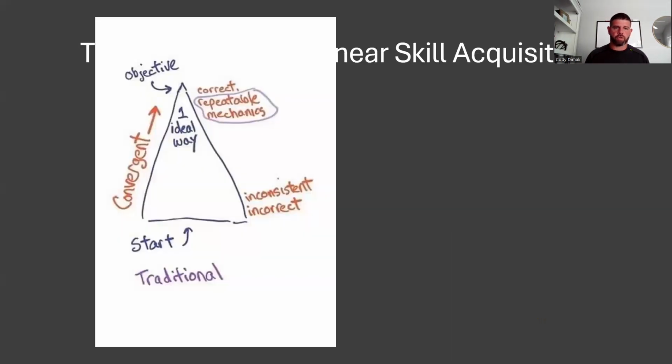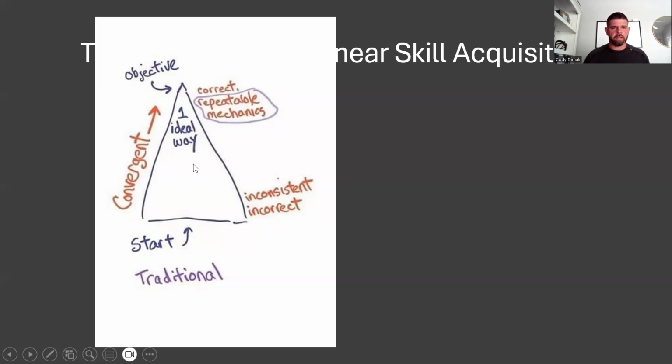Okay. So the traditional approach is more of a convergent approach, right? We start here and we have things that are considered inconsistent and incorrect. And then usually people are trying to get to the objectives, to get to one ideal way to do things, with correct, repeatable mechanics. This is what you see all the time. This is what I was raised on. This is what probably all of you were raised on.